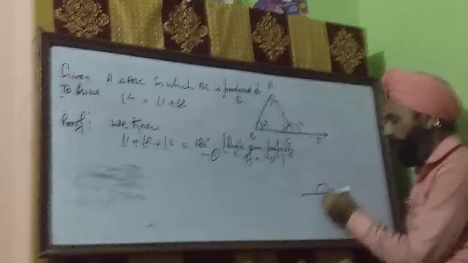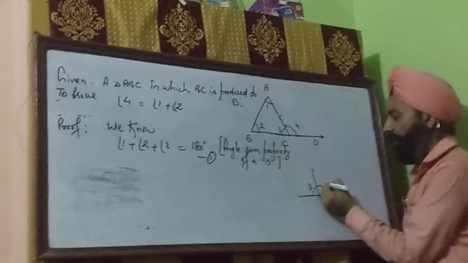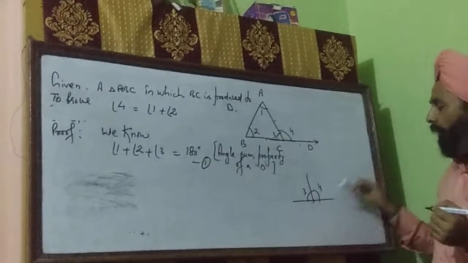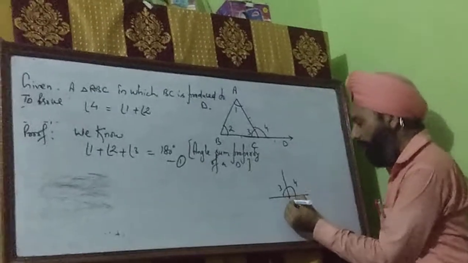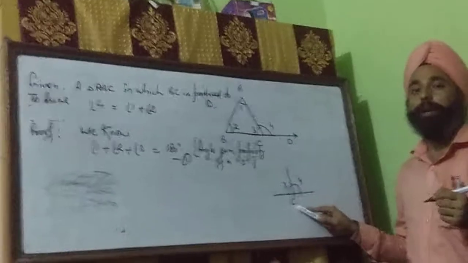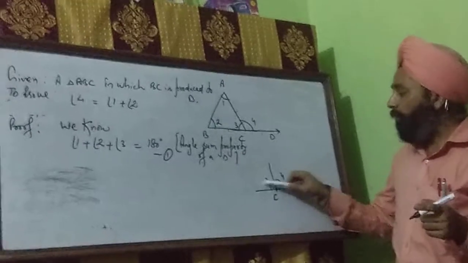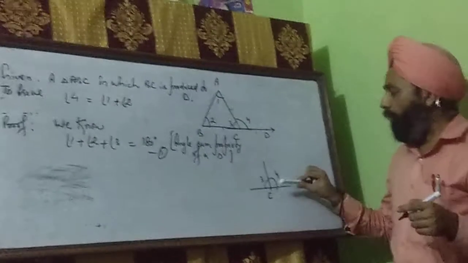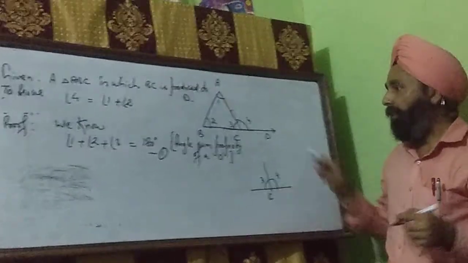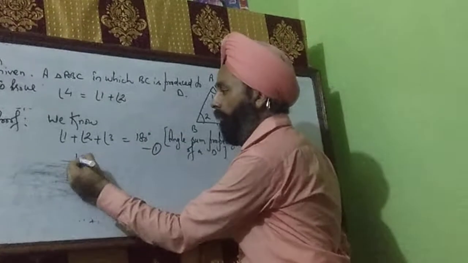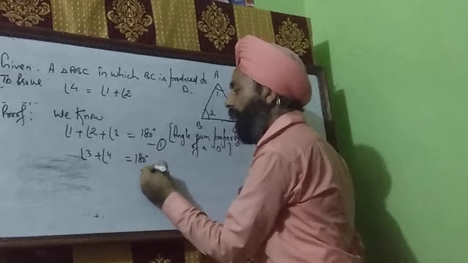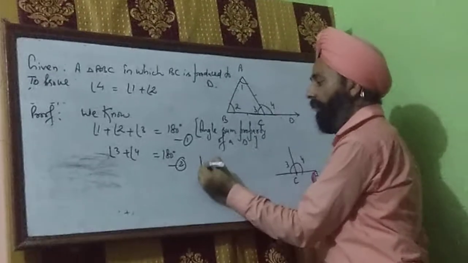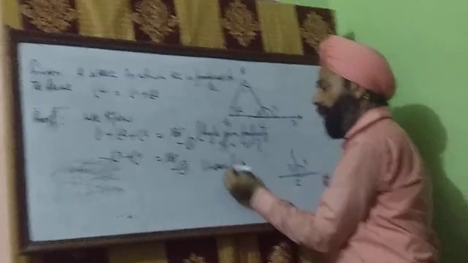Then angle 3 and angle 4. Suppose this one is angle 3, this one is angle 4. Both the angles are on the same straight line with the same point, that is having a common vertex. So we can say sum of these two angles is 180 degrees, which is called linear pair. Angle 3 plus angle 4 equals 180 degrees. Let it be equation number 2 and the reason is linear pair of angles.